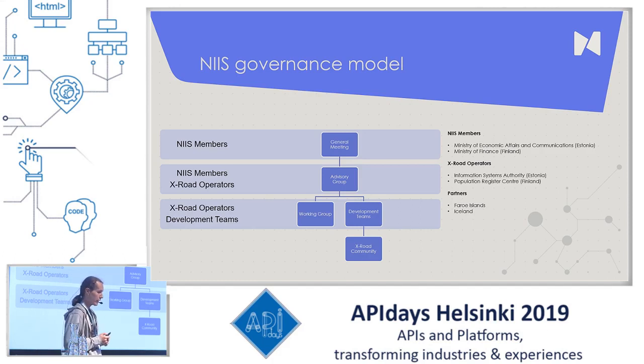Then we have the advisory group that doesn't have real decision-making power. The role of the advisory group is to give us guidance in operative questions, and the NIIS members are represented there by the ministries and then the X-Road operators: the Information Systems Authority of Estonia and the Population Register Center of Finland.